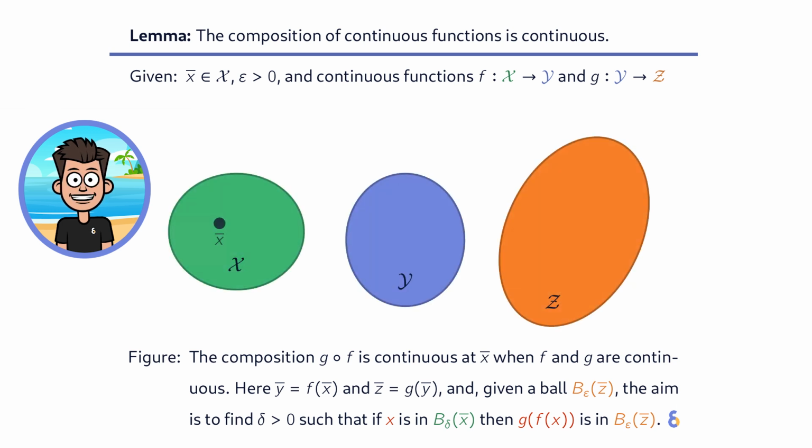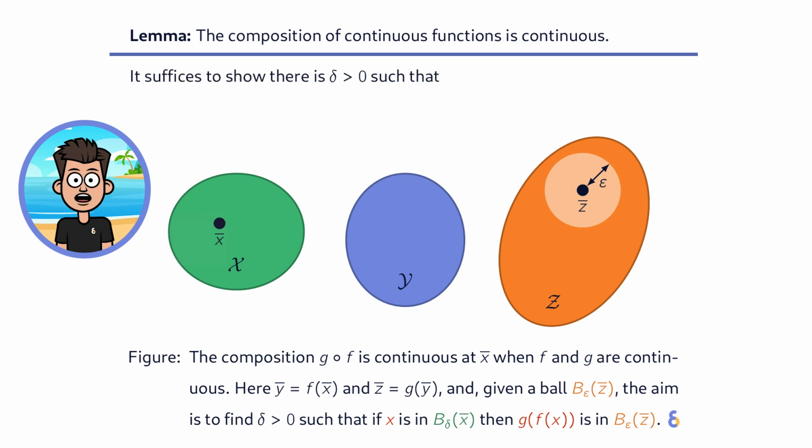We will also have a point x bar that is in X. To make our notation concise, here we will label f of x bar as y bar and g of y bar as z bar. We will also have some positive epsilon be given, which will be used to define a ball around z bar. This is shown here in light orange.